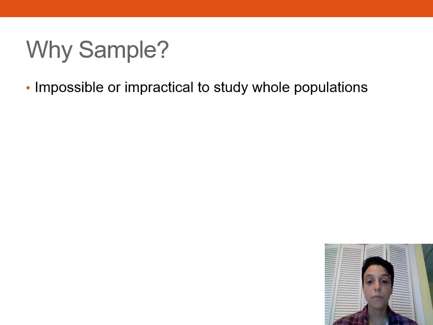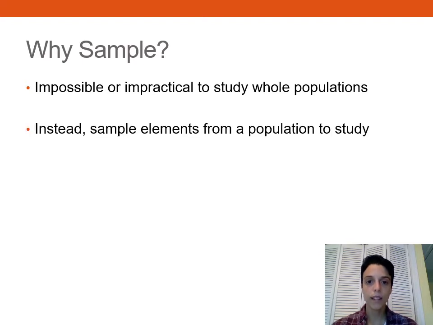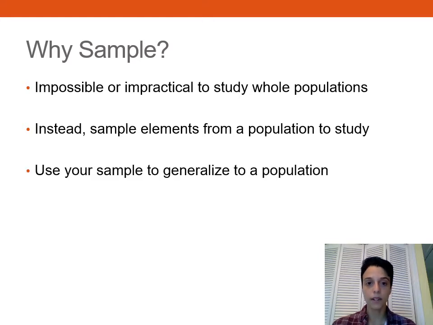So because of that, we use sample statistics to make inferences about the true values of things in the population. And we do that by sampling elements from a population to use in our studies. So today's lecture is going to be all about sampling, how we do it, the different kinds, and what to look out for.